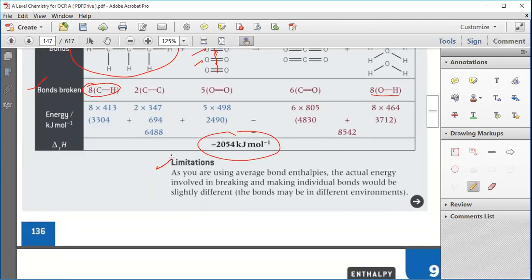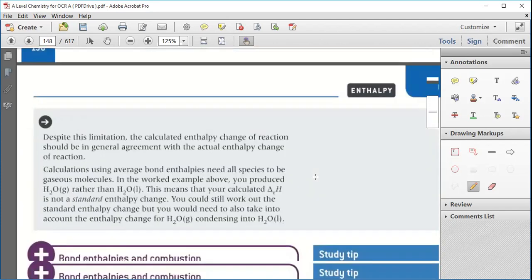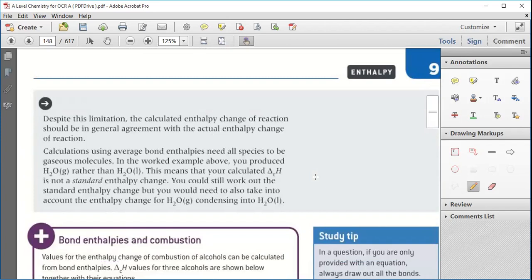Now, the limitation. As you are using average bond enthalpy, the actual energy involved in the breaking and the making of the individual bonds would be slightly different. There is a slight difference in the energy, because the bond may be in a different environment. Despite this limitation, the calculated enthalpy change of a reaction should be in general agreement.